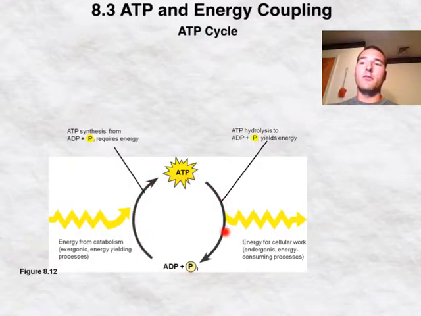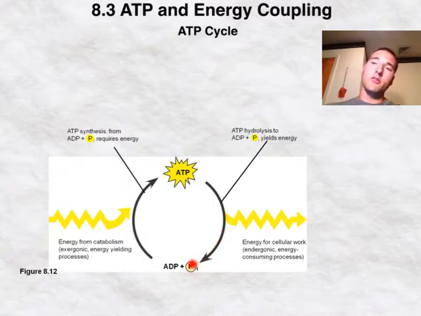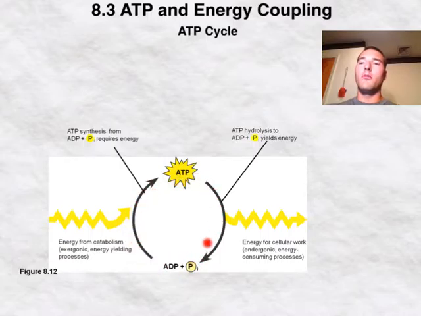And then it can go and drop off energy for an endergonic reaction and go back to an exergonic reaction and pick up energy. And so we have this cycle going on so that ATP and ADP are constantly being converted into each other. And it is the ATP cycle, which we will talk quite a bit about in some future chapters, including the mechanism for all of that happening.